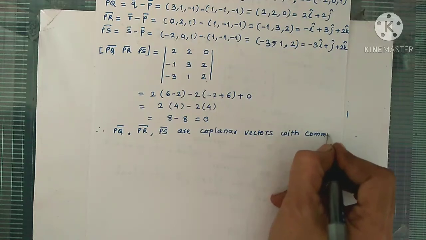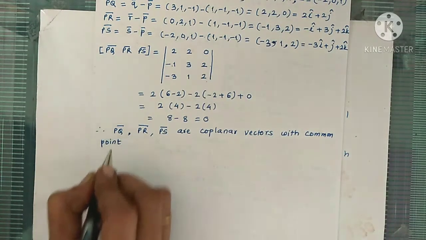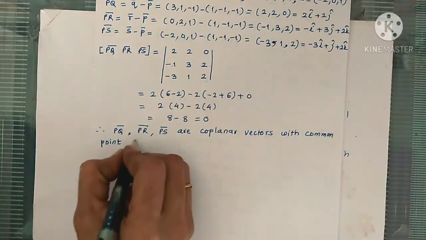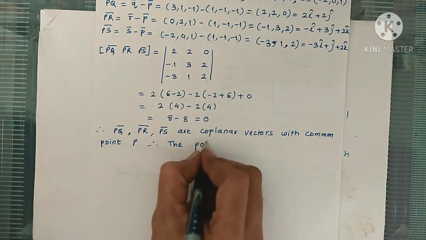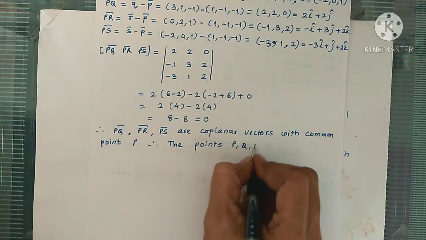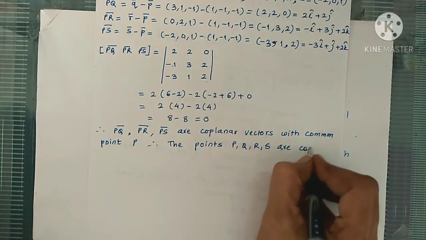So this is important to write. Otherwise, coplanar vectors means they may lie in parallel planes. But we have to prove these 4 points lie in the same plane with common point P. Therefore, the points P, Q, R, S are coplanar.